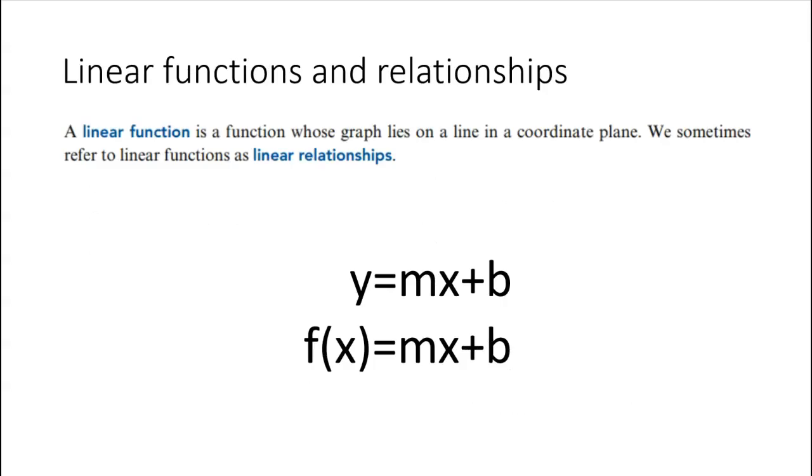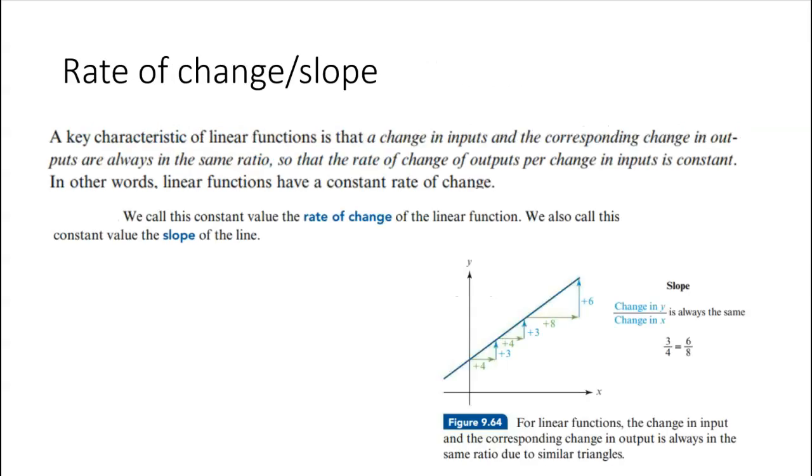So a linear function is a function whose graph lies on a line in a coordinate plane, and we sometimes refer to these as linear relationships. So we've got y equals mx plus b and f of x equals mx plus b, and you saw these in those other videos. A key characteristic of a linear function is that a change in inputs and the corresponding change in outputs is always the same ratio. So the rate of change is constant. So the slope, the rate of change, is always happening at a constant rate here.